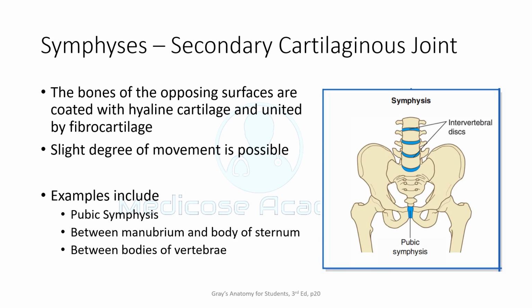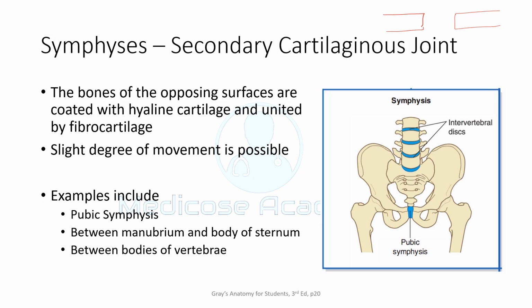Let's move on to the secondary cartilaginous joint. Again, the bones are joined by cartilage, but now there are two types of cartilage involved. Let's see. There are two bones. Let's say they have to make a joint with one another. Between them, there won't be simply one cartilage.